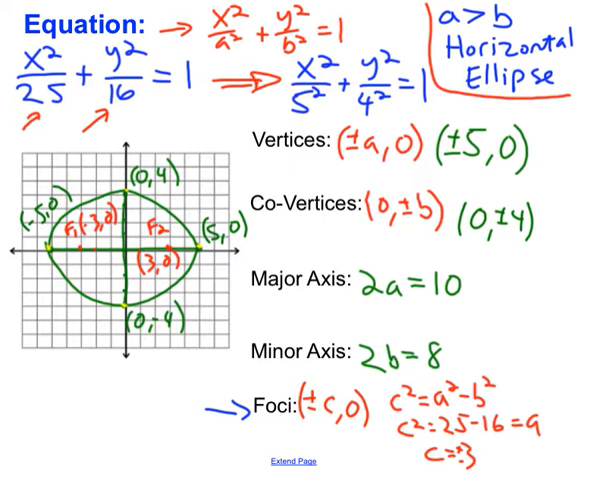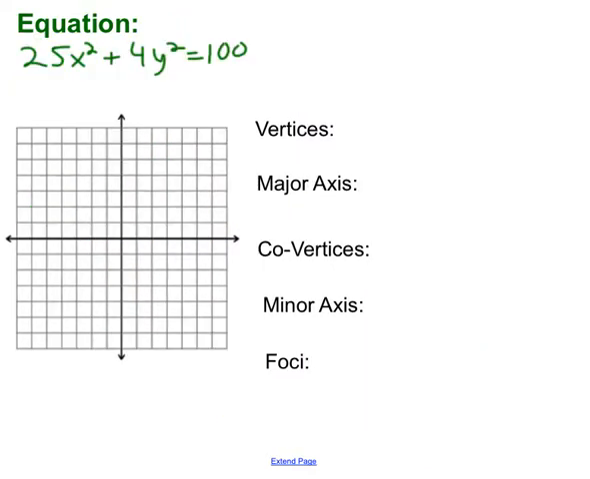All right, let's look at one more example together. Here's another equation, 25x squared plus 4y squared equals 100. Can you recognize if this will be horizontal or vertical just by looking at it? Now you should notice that something isn't quite right here.